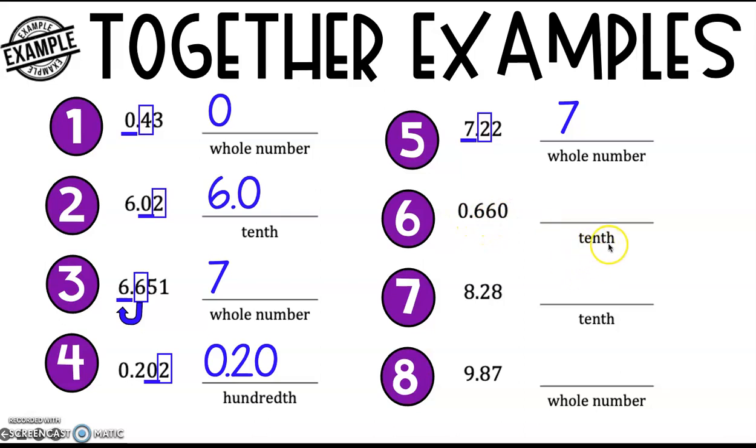0.660, and I'm rounding to the nearest 10th place. So my 10th place is right here, and I'm going to look next door at the number next to it. Next door is a 6, and we know that 6's bump it up, so the next 10th place would be 0.7.